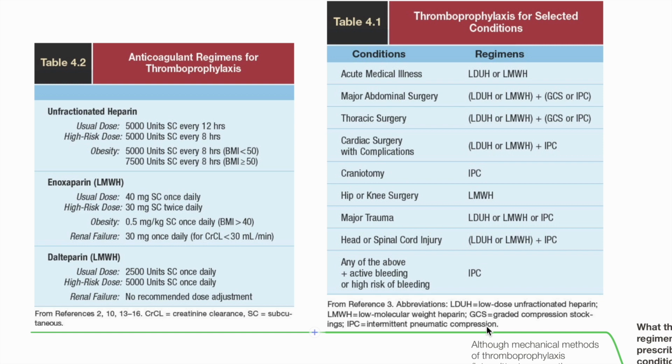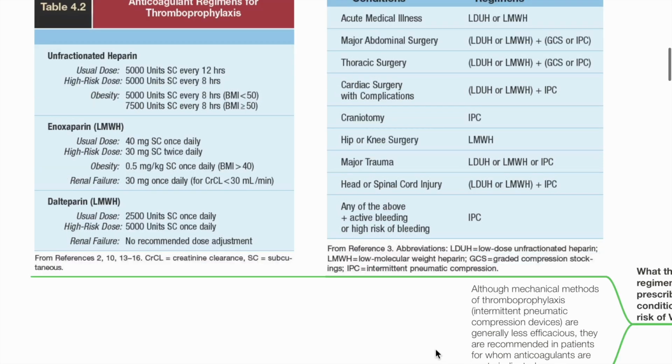Intermittent pneumatic compression of lower limbs is indicated in patients for whom anticoagulants are contraindicated and should be applied for patients who underwent major abdominal surgery, thoracic surgery, cardiac surgery, craniotomy, major trauma, head or spinal cord injury, and in patients with active bleeding or high risk of bleeding.